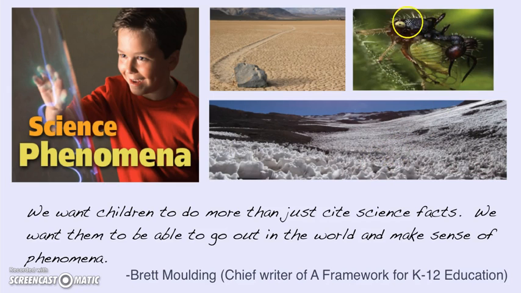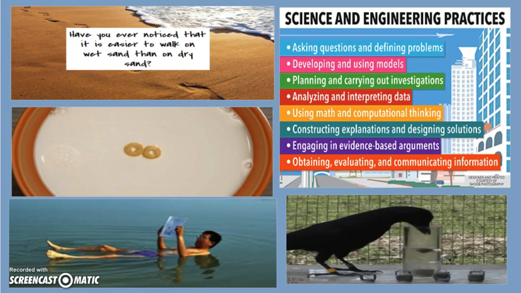This animal that looks like it has an ant on its back. So we want them to be able to go out in the world and make sense of phenomena, says Brett Molding. So by using this as kind of the introductory activity, you are getting them curious, you are having them ask questions, you are trying to prompt them to reason things out. Why this is happening, why that is happening, why that is happening. And throughout the unit you can continue with that.